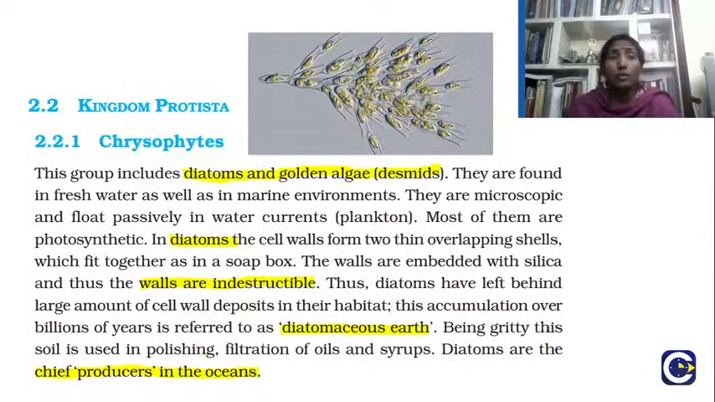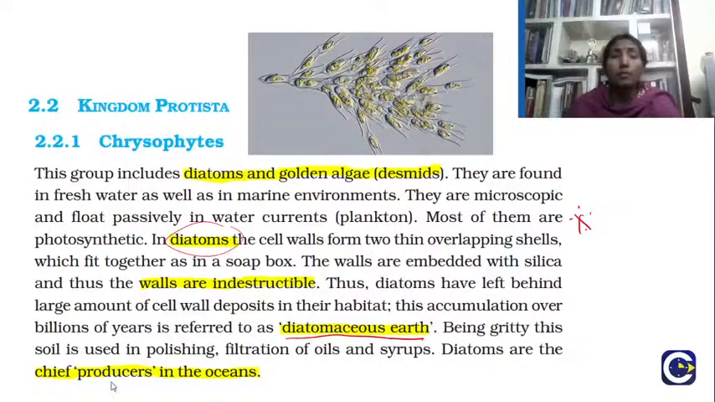So this group includes diatoms, golden algae, desmids. They are found in freshwater as well as in marine environment. They are microscopic, and float in the water as plankton. The best example every time they do ask in the exam is about the diatom. The walls of the diatom are made up of silica, which is indestructible. The diatoms have left behind large amounts of cell wall deposits in their habitat. That accumulation over billions of years is referred to as diatomaceous earth. They ask in the exam how diatomaceous earth is formed: because of that accumulation, it fits like a soap box.